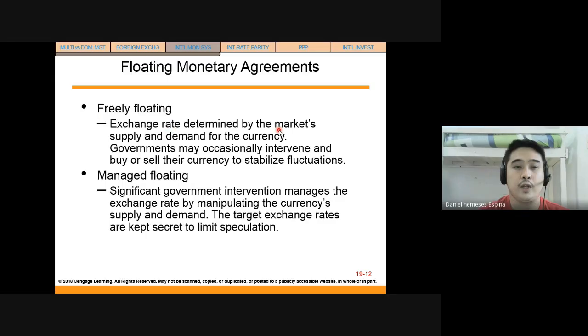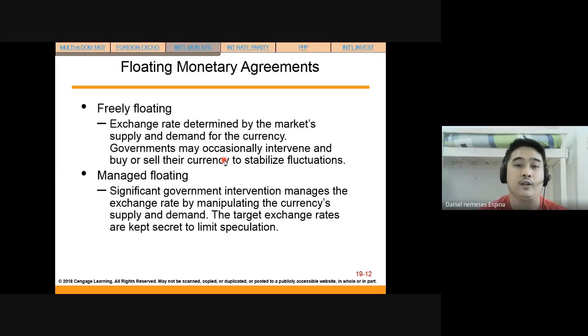So when we say freely floating, the exchange rate is determined by the market supply and demand for the currency. The supply and demand for that particular currency determines the exchange rate. If there's a high demand for a currency, the currency will tend to be stronger, or if the supply is high compared to the demand, the exchange rate for that currency will be lower.